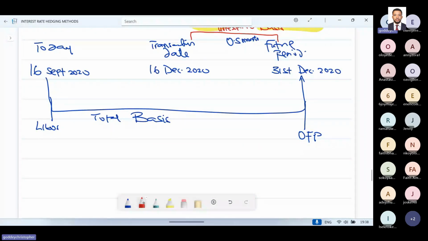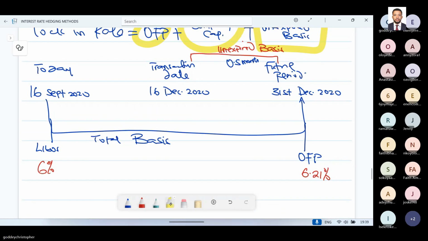It's price, opening future price. And those are the prices in front of our future quote. In this case, we have converted those future quotes to interest rate, right? So our LIBOR is currently 6%. And our OFP is 6.21%. Our total basis in months will be how much? Remember, we've gotten this one, right?